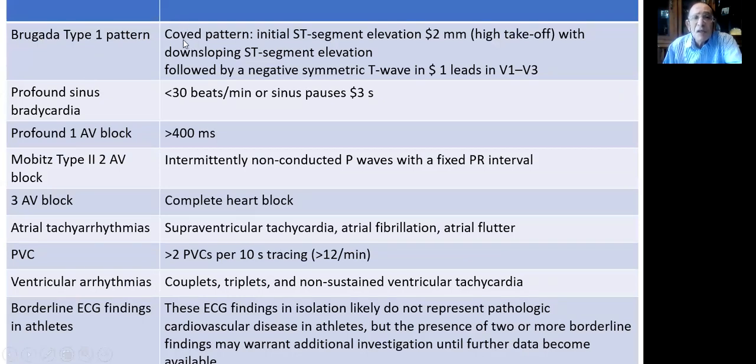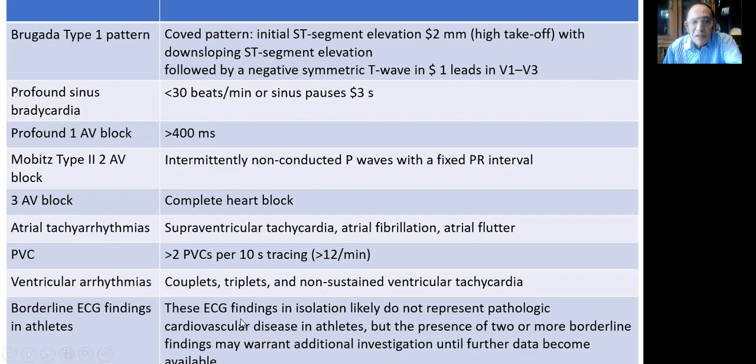Brugada definition: coved pattern, initial ST segment elevation 2 millimeter or higher with downward slope of the ST segment followed by T wave inversion. Profound sinus bradycardia less than 30 beats per minute. Profound AV block, PR more than 400 millisecond. Mobitz type 2, intermittent non-conducted P waves with fixed PR. Third degree block, of course, is complete heart block. Atrial tachyarrhythmias such as supraventricular tachycardia, atrial fibrillation or atrial flutter. PVCs more than 12 per minute. Ventricular arrhythmias: couplets, triplets, non-sustained VT.